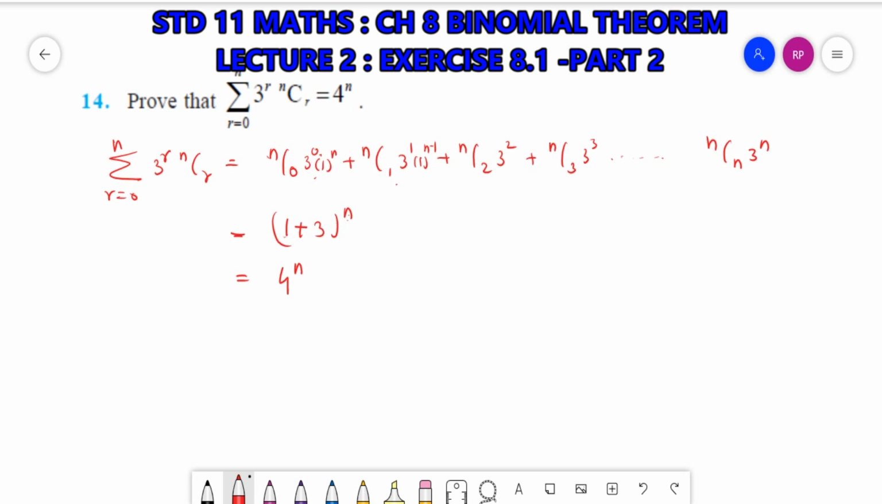Here, if I want to complete, I can write here also 1^(n−2), 1^(n−3), 1^0. Okay, it's just that it's reversed, 1^n 3^0, like that. Okay, clear? So this was about question number 14. Just note it down. Okay, so here we completed exercise 8.1. So that's it for today, students. Thank you.